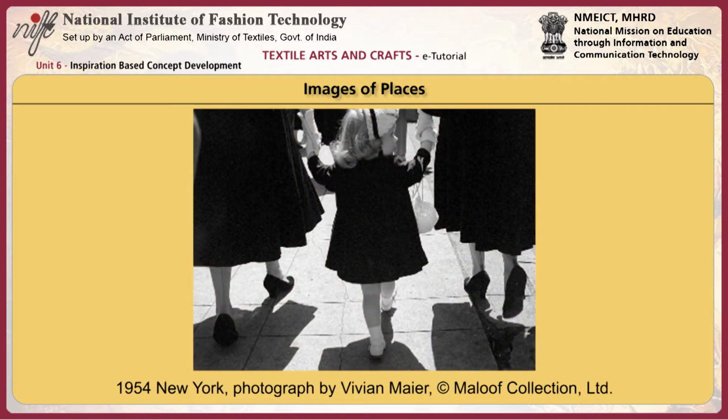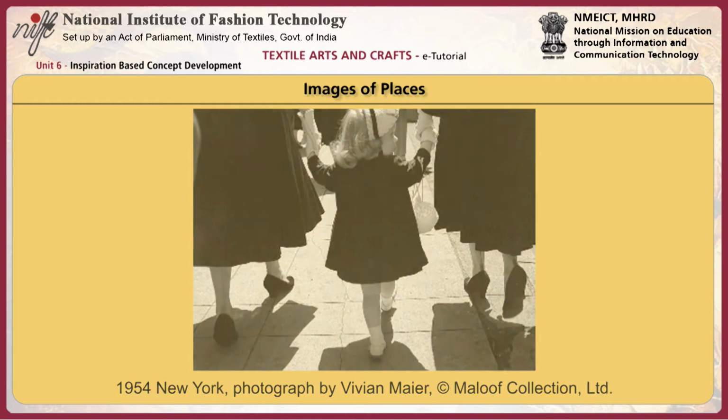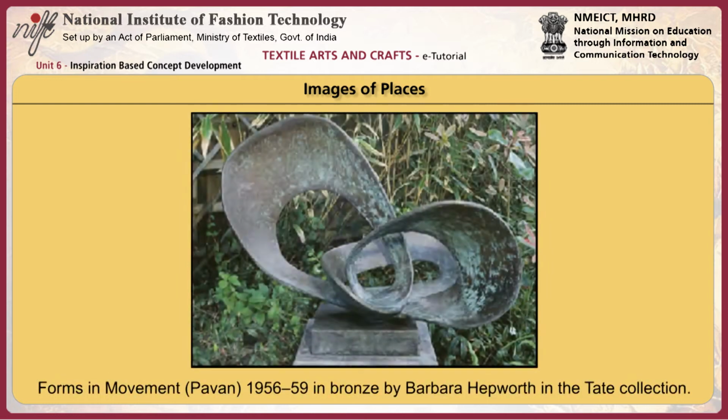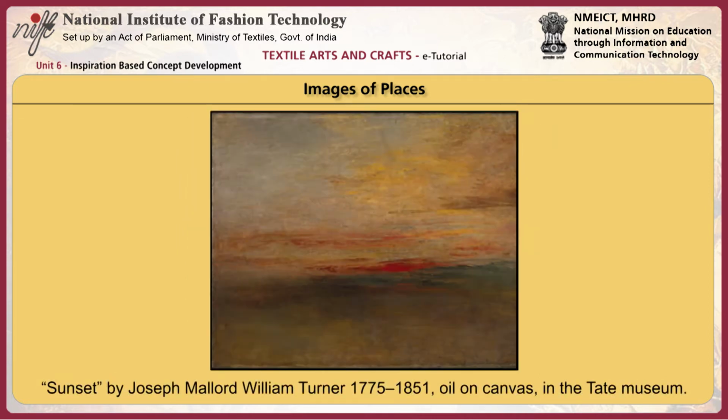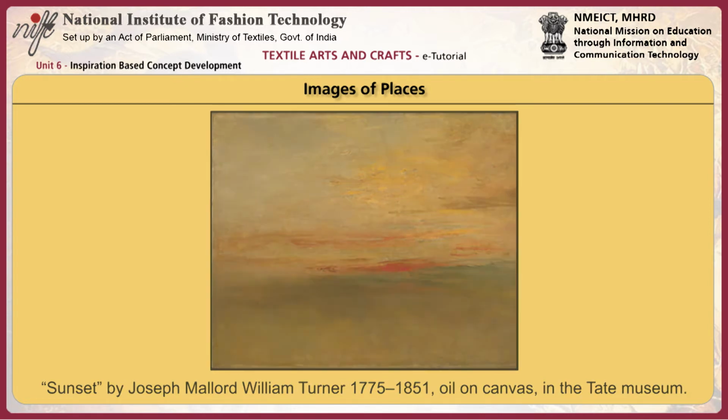Street of 1954, New York, photographed by Vivian Maier. This is Forms in Movement, Pavan, in bronze by Barbara Hepworth in the Tate collection. Sunset by Joseph Mallord William Turner, oil on canvas in the Tate Museum.